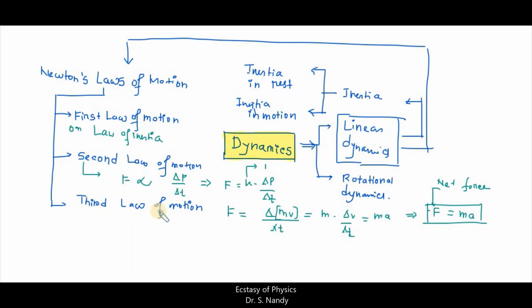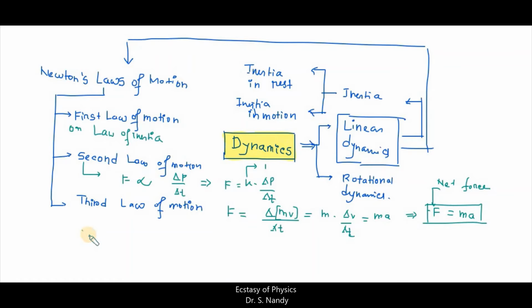The third law of motion basically represents that actions and reactions are paired. That means to every action there is an equal and opposite reaction. That's Newton's third law of motion.